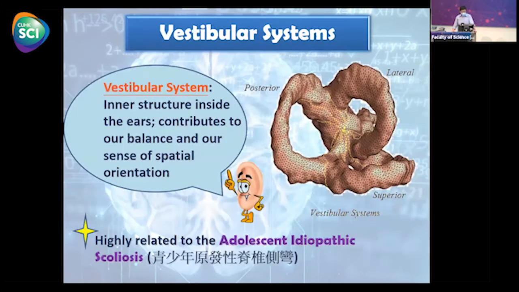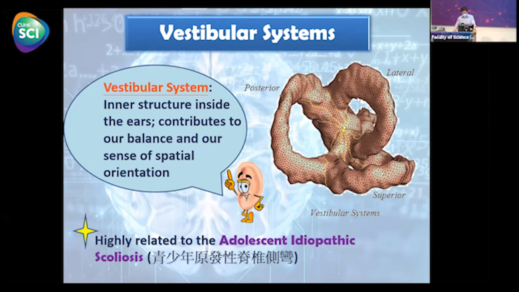Another application of our geometric model is to analyze something called the vestibular system. This project is in collaboration with Professors Yilin and Jiang in CUHK Medical School. The vestibular system is an inner structure inside the ear. It's a very small structure inside the human ear, and it contributes to our balance and our sense of spatial orientation. It turns out that this structure is very related to a disease called AIS, adolescent idiopathic scoliosis. The medical school asked us to study this structure. They want to find out any structural difference between normal and abnormal structures.